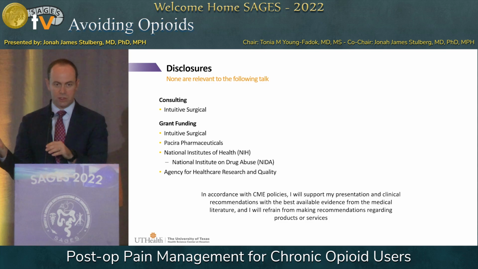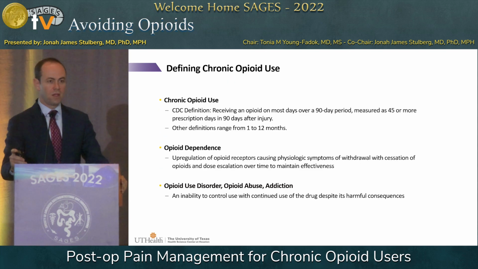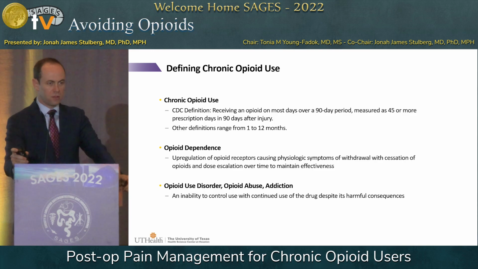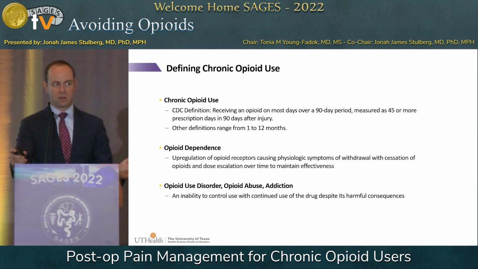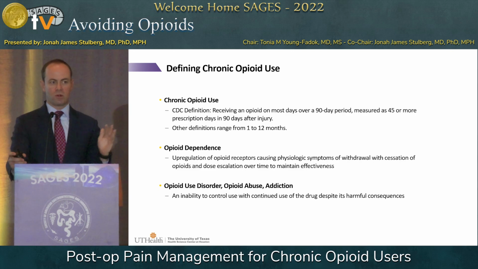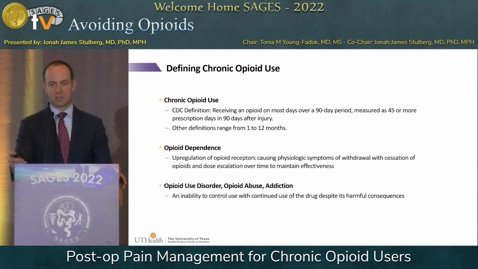Here are my disclosures. None of them are relevant to this talk. So importantly, it's very important to understand that there's a big difference between chronic opioid use, opioid dependence, and opioid use disorder or opioid abuse and addiction, okay? Giving these talks, especially at meetings like this, it's a little bit of an echo chamber, because maybe everybody in this audience knows it, but I guarantee you most of your colleagues do not.